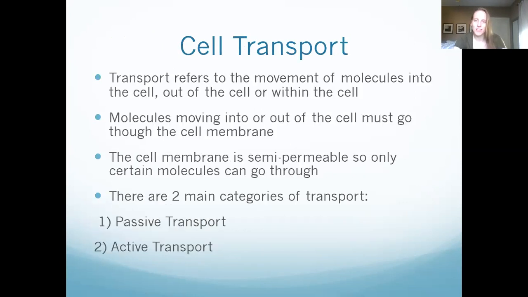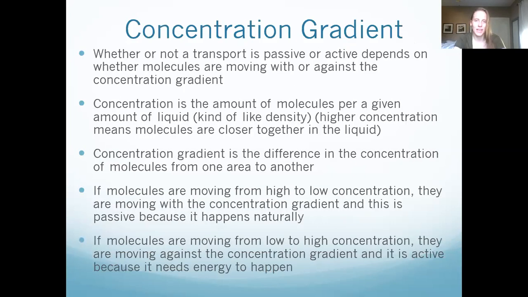When we talk about cell transport, we're referring to the movement of molecules either into or out of the cell. And anytime molecules do that, they have to go through the cell membrane. Only some molecules are able to actually do that. There are two different main categories of cell transport. The first is passive transport, and the second is active transport.